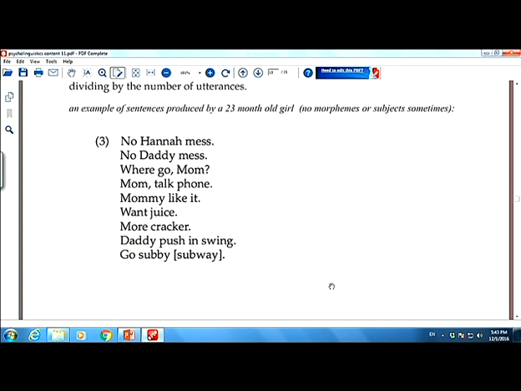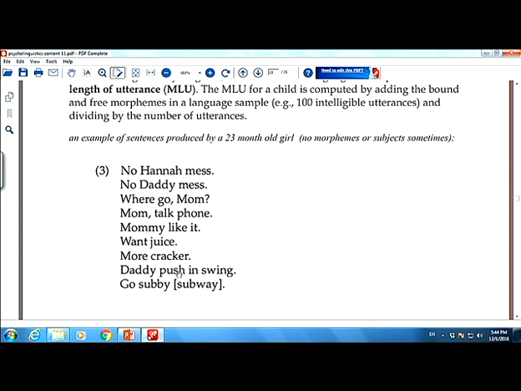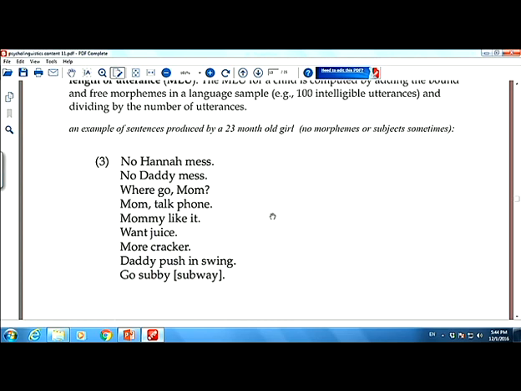So when you see an example like this, I might ask you, do you think this sentence can be produced by a 1 year old, 4 years old, 5 years old, or 2 years old? You should know that these words, these phrases, can only be produced by around 2 years old children. So 2 year old children can actually produce sentences like this with no morphemes and with no subjects.